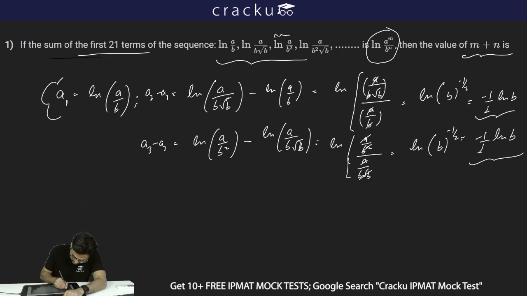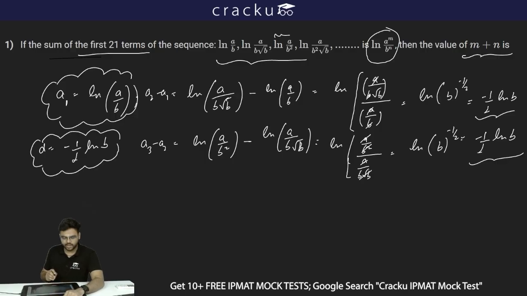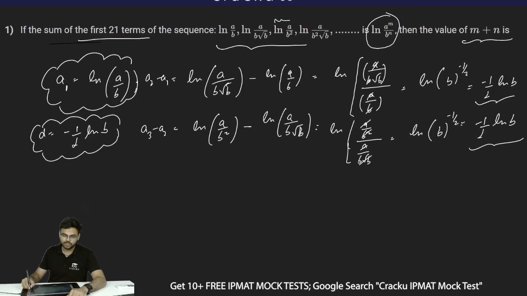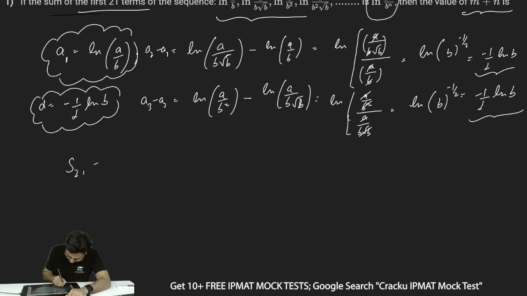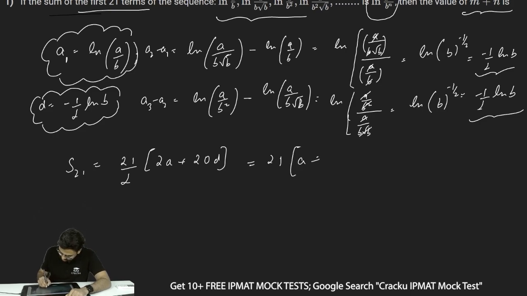So if my first term is a1, it is an arithmetic progression because the common difference is same, and this common difference is equal to minus 1/2 ln b. So this is my common difference, and my first term is a1, which is ln(a/b). Now I have to find the sum of the first 21 terms. So S21 is equal to 21/2 times (2a plus (n minus 1)d, which is 20d). So 2a plus 20d. This I can further write as 21 into (a plus 10d).